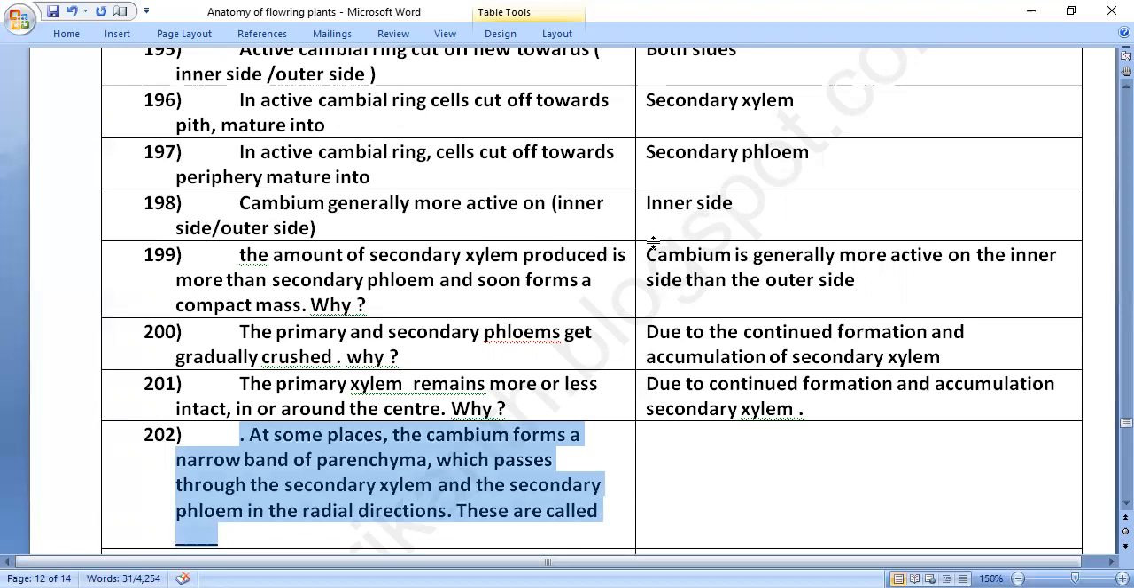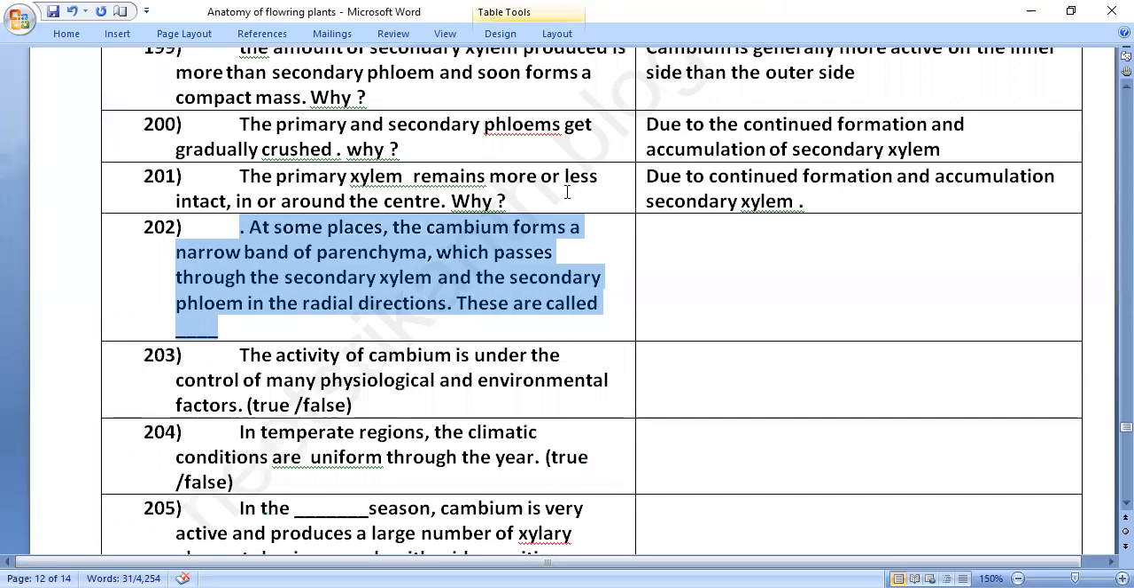At some places the cambium forms a narrow band of parenchyma which passes through the secondary xylem and the secondary phloem in the radial direction. These are called secondary medullary rays. The activity of cambium is under the control of many physiological and environmental factors.